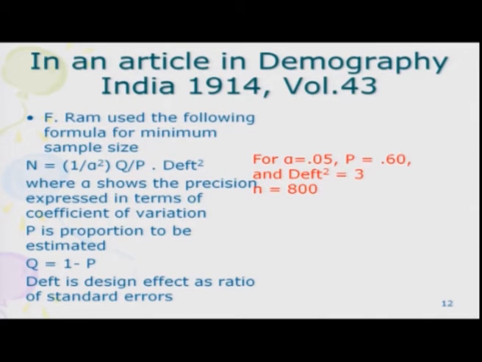Alpha is the probability of error that we are willing to tolerate, q is 1 minus p, and p is the true value of population proportion, which is replaced by small p in calculation of sample size, and deft is an assumed design effect as ratio of standard errors.